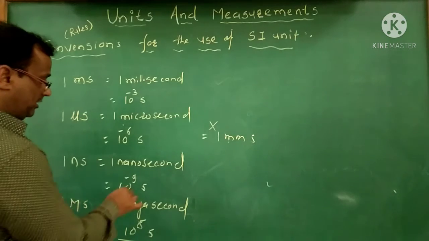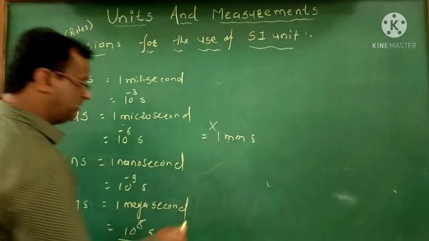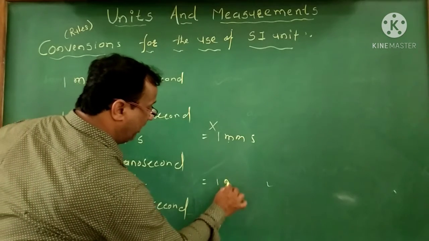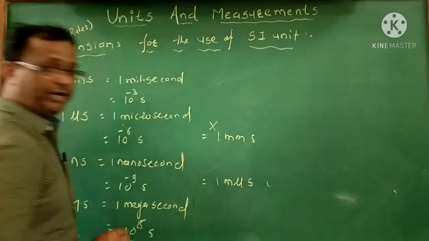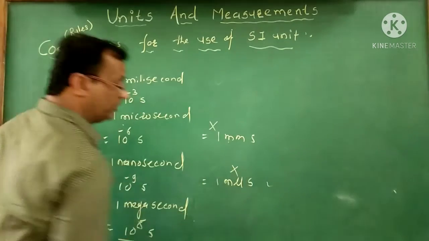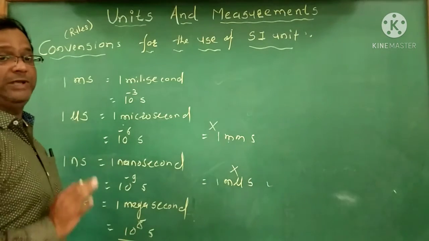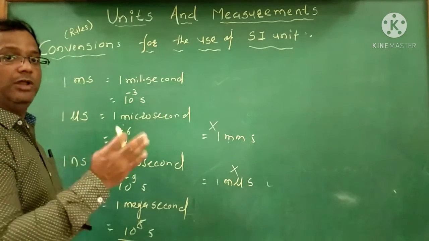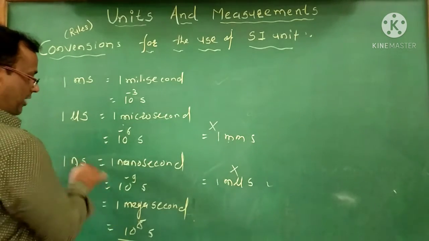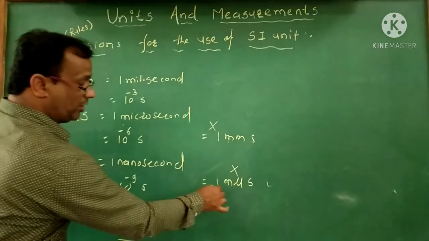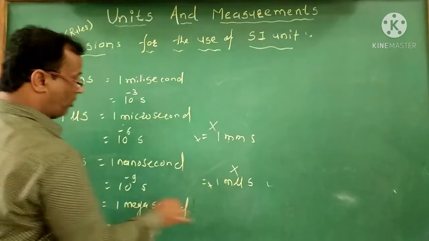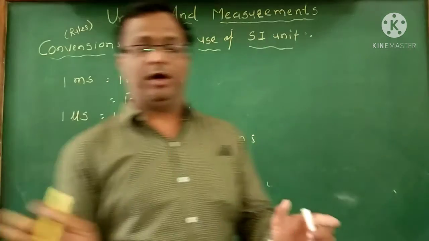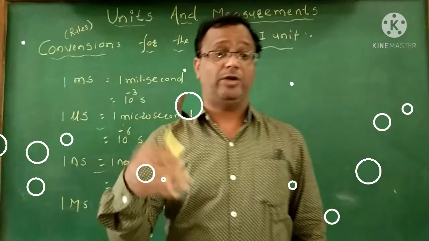Again, this nano also cannot be split. It means that we cannot write 1 milli into microsecond. So again this will be the wrong one. Don't use two prefixes at a time. Use only one prefix. Nano means 10 raised to minus 9. Don't write in the other way. This will be the wrong one, and this will be the correct one. So these are the rules to write the SI unit.